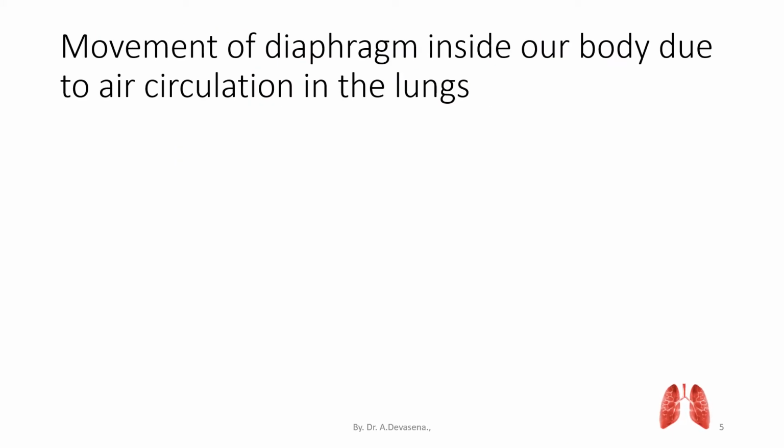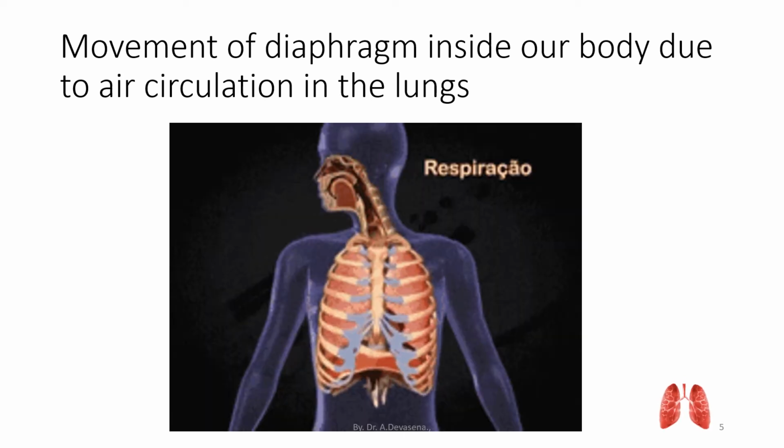Here is a representation of movement of the diaphragm inside our body due to air circulation in the lungs. Due to the passage of air inside the lungs, the diaphragm moves up and down inside our body. This is represented here. The expansion and contraction of the rib bones occur due to the passage of air.